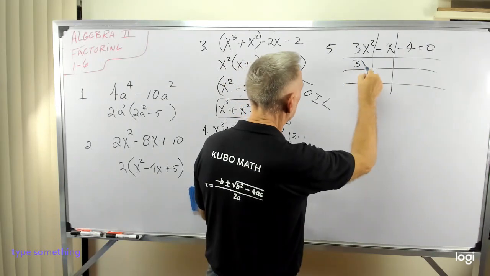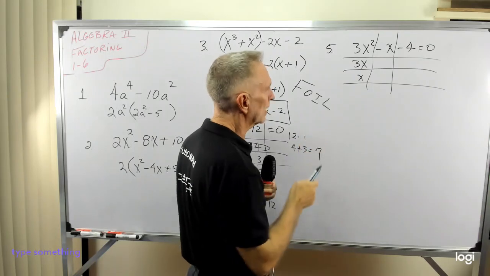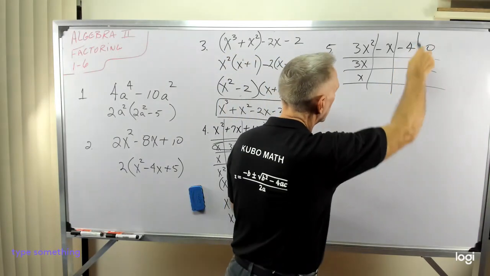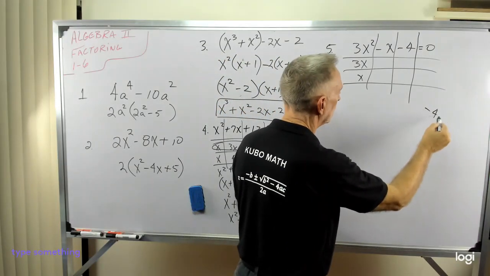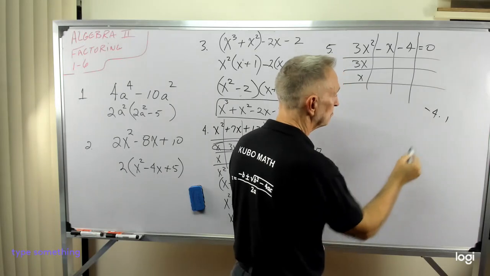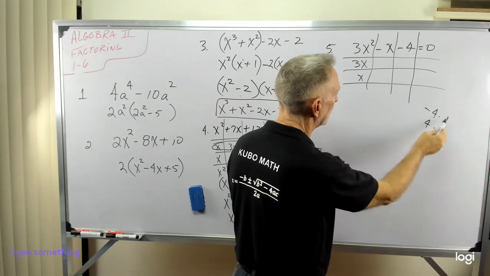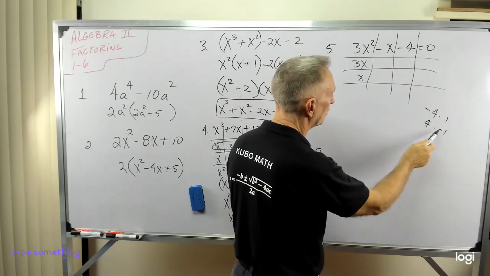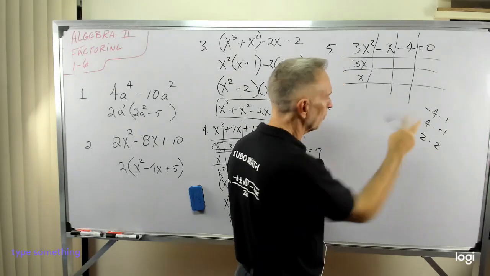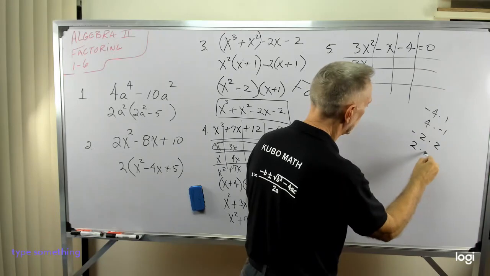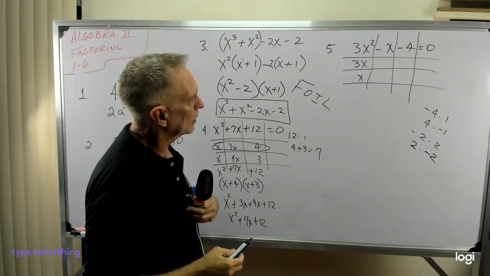Let's go with the same: 3x times x gives me 3x to the second power. Now what terms for negative 4? I could have negative 4 times a positive 1. I could have 4 times a negative 1. You know, negative times a positive gives me a negative. Positive times a negative gives me a negative. I could have a negative 2 times a positive 2, or flip those around. Positive 2 times a negative 2. But all of those would be factors that would work.